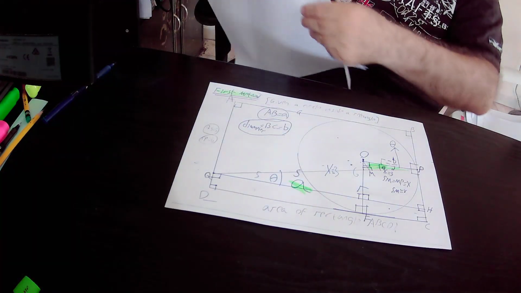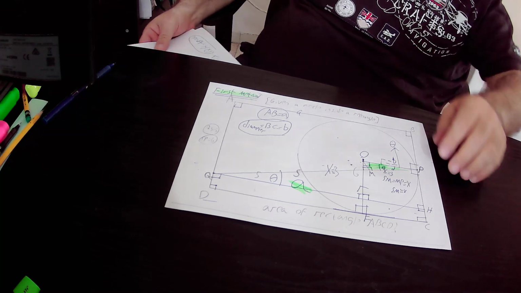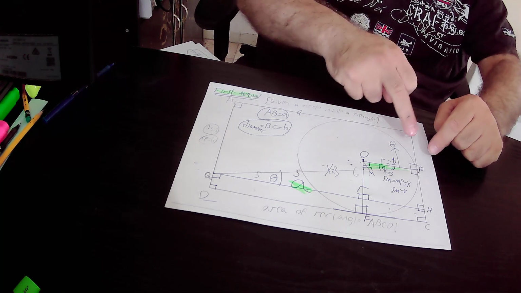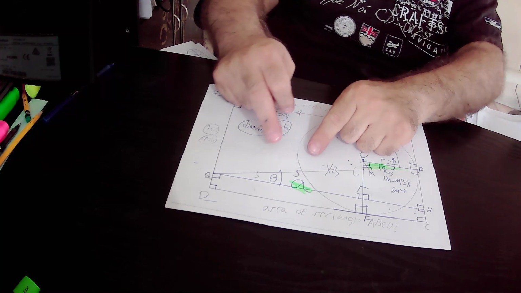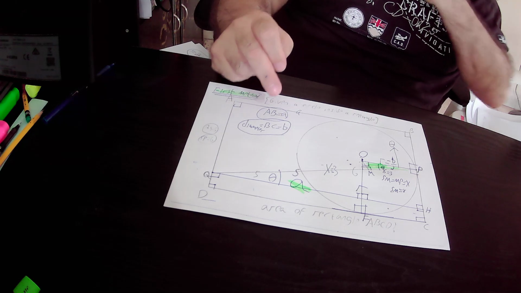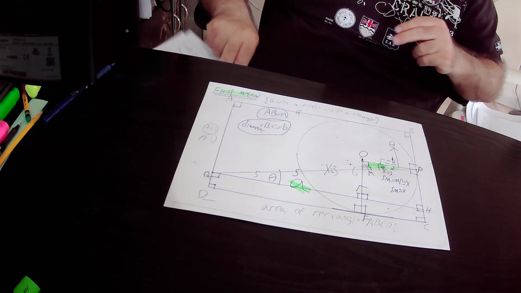So in the drawing, we have rectangle ABCD. Inside the rectangle, we have an inscribed circle, chord SP equals 6 units, line segment QS equals 5 units. And our mission is to find out the area of this rectangle ABCD.